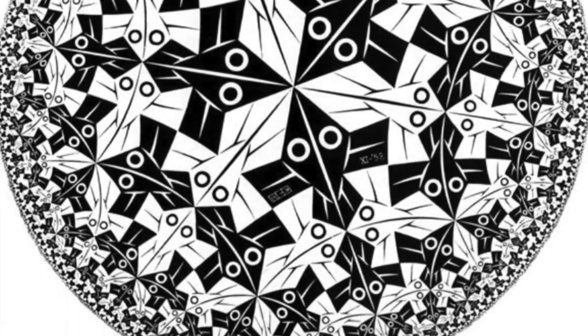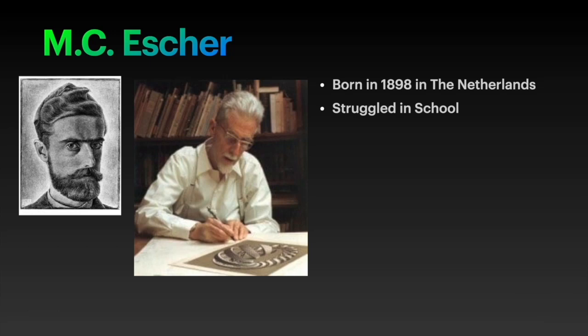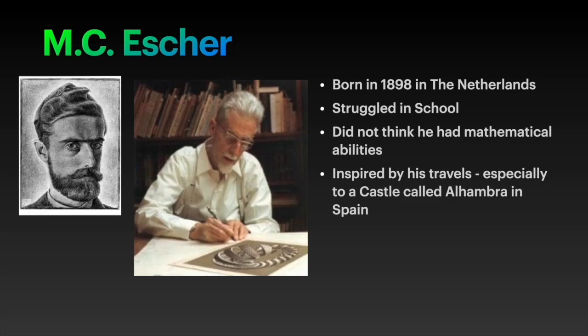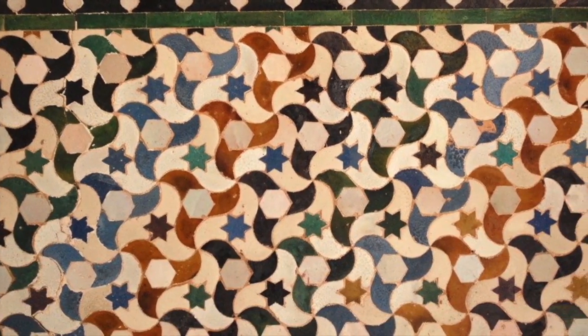M.C. Escher was born in 1898 in the Netherlands. As a child, he wasn't particularly a good student, and he felt that he had no mathematical ability, but he did love to draw. He grew up to be an artist. In his travels and as he got older, he became fascinated by interlocking patterns and the tiles he saw at a palace in Spain. These patterns are called tessellations.